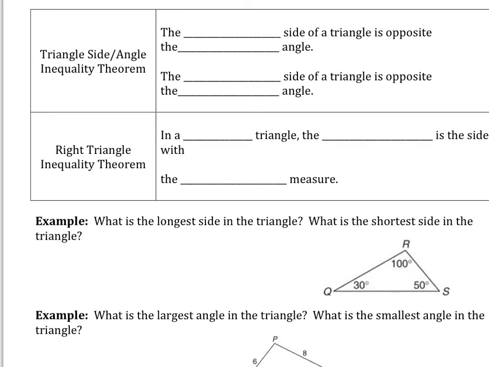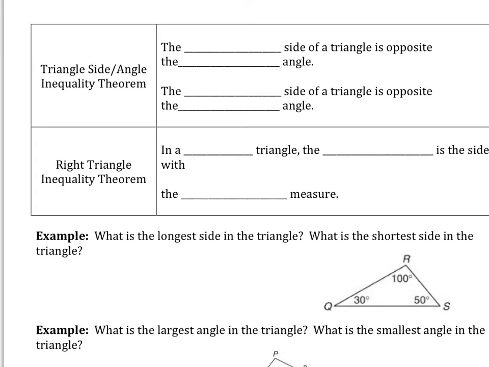First thing we're going to talk about is the triangle side angle inequality theorem. It says that the longest side of a triangle is opposite the largest angle. And that also says that the shortest side of a triangle is opposite the smallest angle.